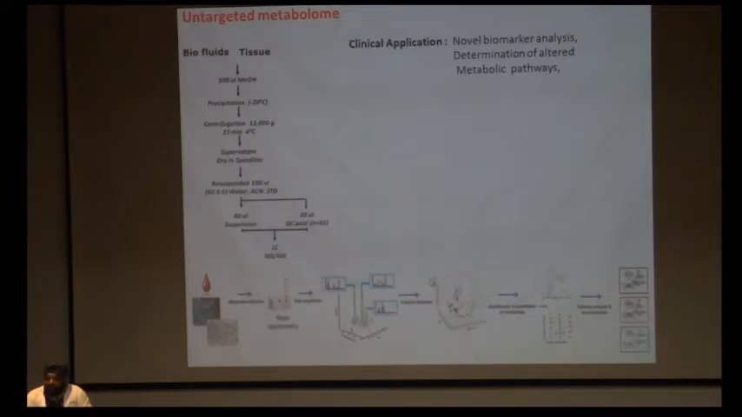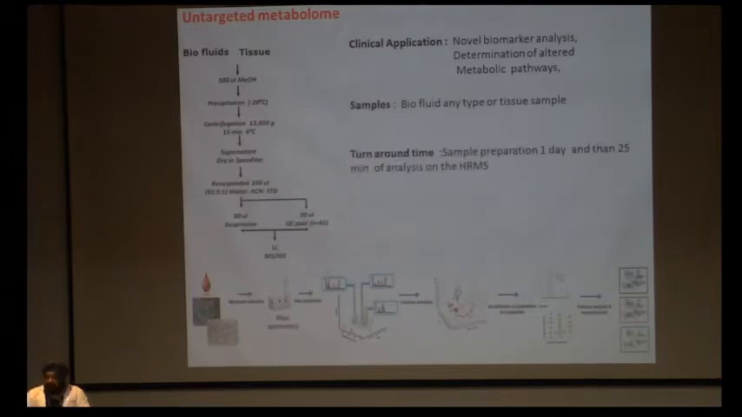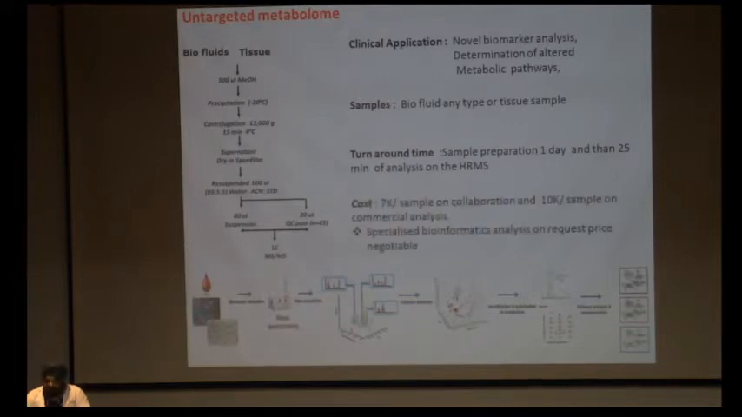This can also be used for novel biomarker analysis, determination of altered metabolic pathways, and the sample type again is biofluid and tissue of any types. The turnaround time is 1 day for preparation and 25 minutes of run on an HRMS. So per sample only 25 minutes would be required. The cost is 7,000 for a collaboration and 10,000 if you do not want to collaborate. The specialized bioinformatic application, because it depends on the question that you ask, is on request and negotiable.